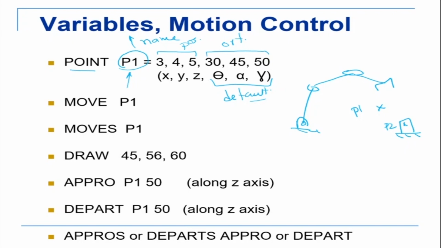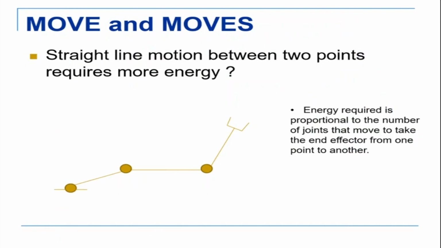Now we have an interesting question here. Suppose I'm here and I want to go here. This is my point P1, and I say move P1. So how is it going to go from there to there? There are 3 degrees of freedom here, so it is a 3 DOF arm. Is it going to go in a straight line? Is it going to take a curve? What is it going to do?